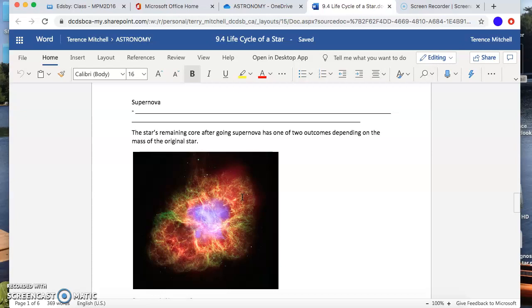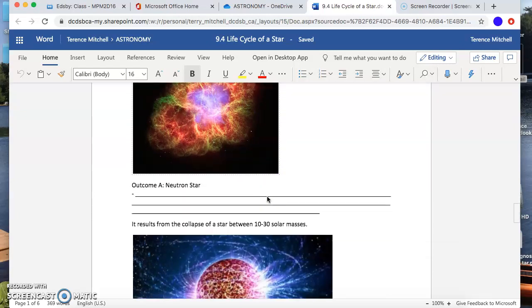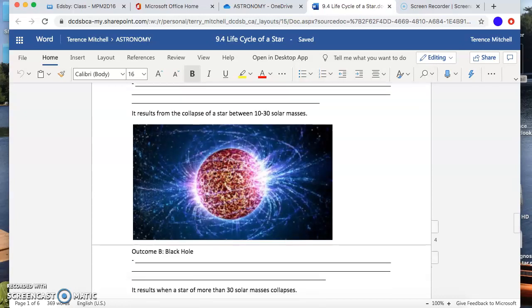So supernova, this is the star's remaining core after going supernova, it has one of two outcomes. So when a large star goes supernova, one of two things is going to happen based on the mass of the original star. And look how beautiful those things are. So the first outcome is a neutron star. And this is the result of a star that was originally between 10 and 30 solar masses collapsing. And I will let you find the definition for a neutron star.